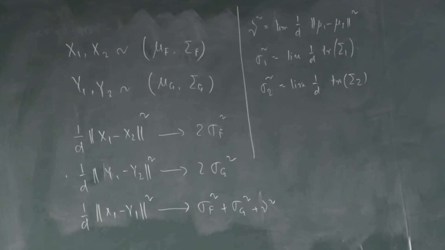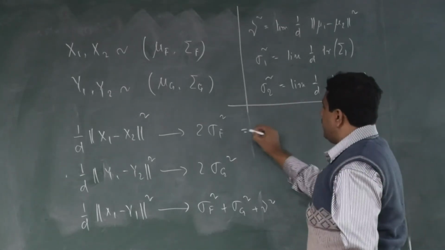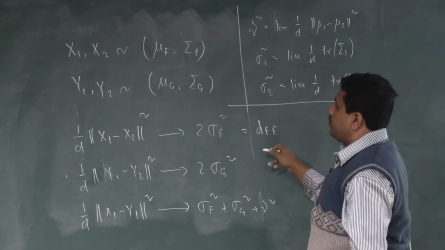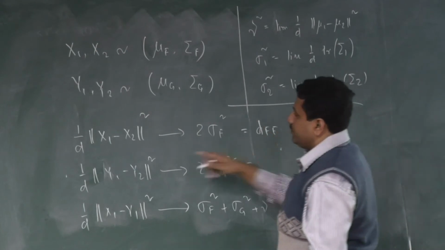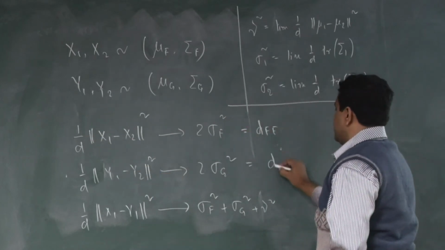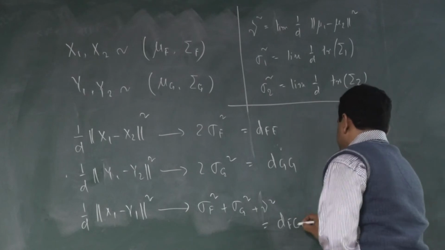Okay, so this quantity, I am denoting it by DFF. That means the limiting value of the distance between two observations from the F population. Limiting in the distance means the scaled distance I am talking about. This I am calling DGG, and this I am calling DFG.